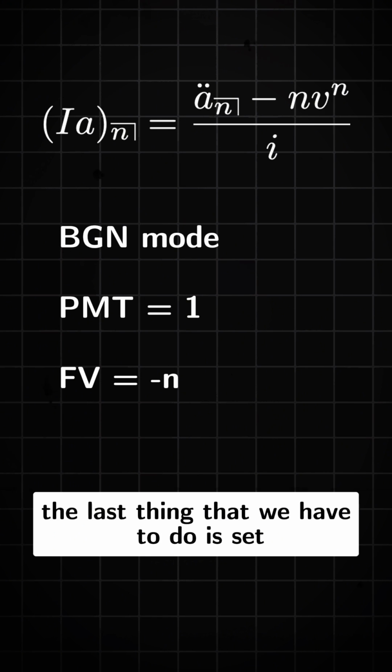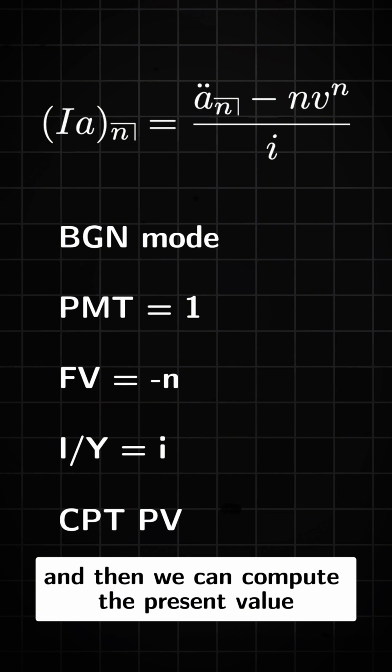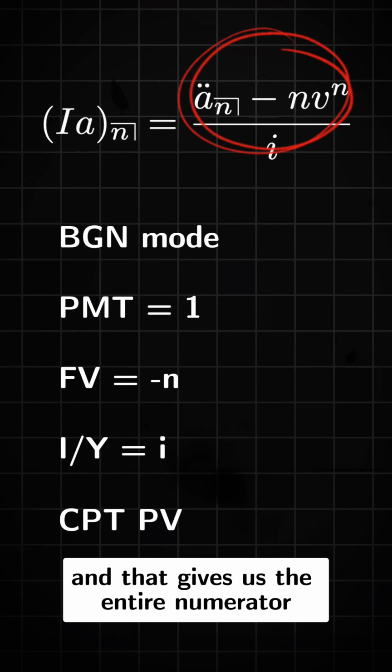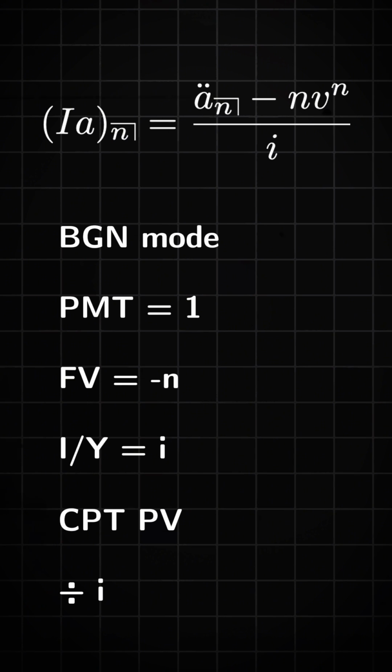The last thing that we have to do is set our interest rate to the given interest rate, and then we can compute the present value, and that gives us the entire numerator. So all that's left to do is simply divide by the interest rate, and we have our present value.